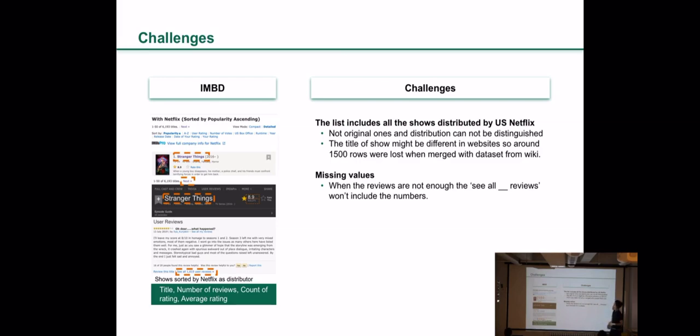The challenge of this is that this list includes all the shows distributed by US Netflix, not only the regional ones. The problem is that after I collected the data from this website, I had to merge this CSV with the other CSV that I collected from Wikipedia. That made me lose a lot of rows because the title of a movie might be different on different websites.